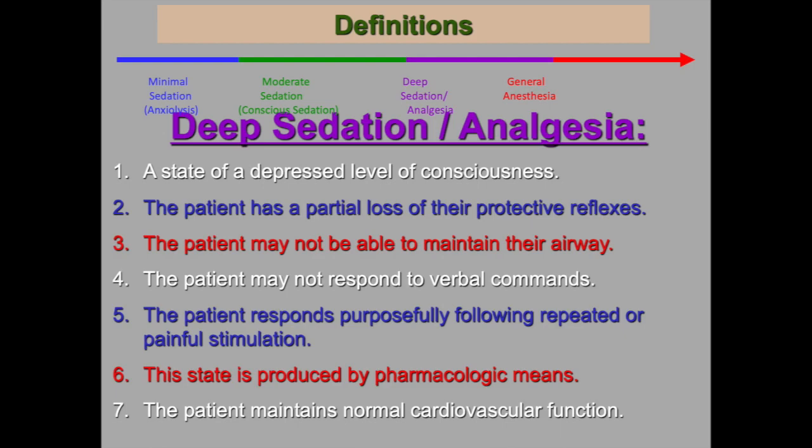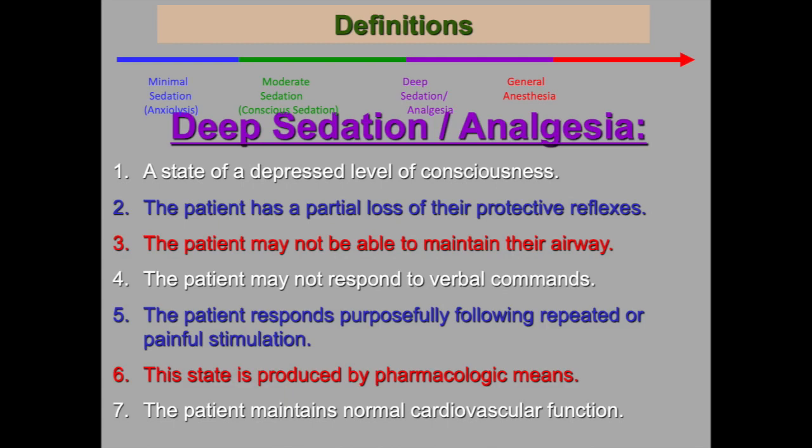Let's talk now about deep sedation and analgesia. Analgesia is, again, the relief of pain. This is a more depressed level of consciousness. The patient has a partial loss of their protective reflexes, and their protective reflexes can be such things as coughing, sneezing. If you come close to their eyelashes, the blink reflex, the withdrawal reflex when they're in pain, they're going to be blunted because of the medications we're giving the patient.